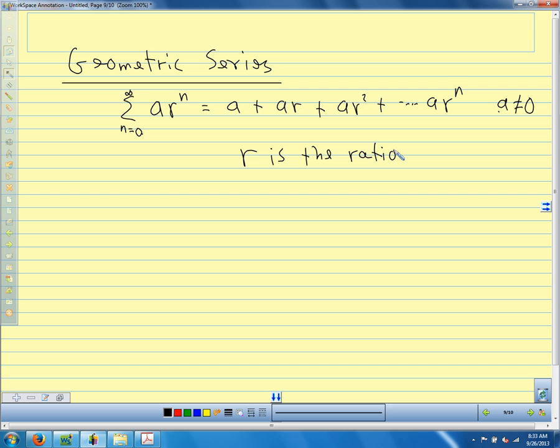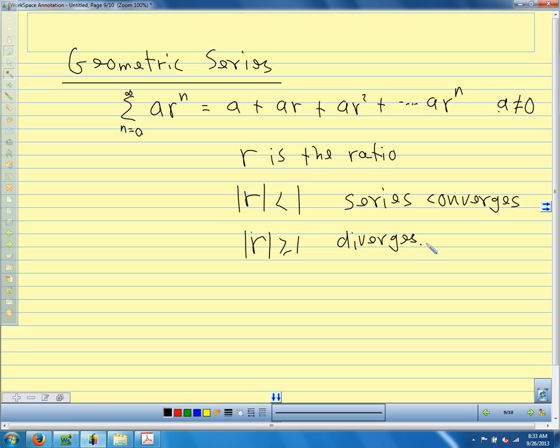From what we know about geometric series, when do geometric series converge? When the absolute value of r is less than 1, the series converges. And if the absolute value of r is greater than or equal to 1, our series diverges. I will show you the proof of this another time. I'm not going to do it today. We've been sitting for quite a while. And we can find the sum.